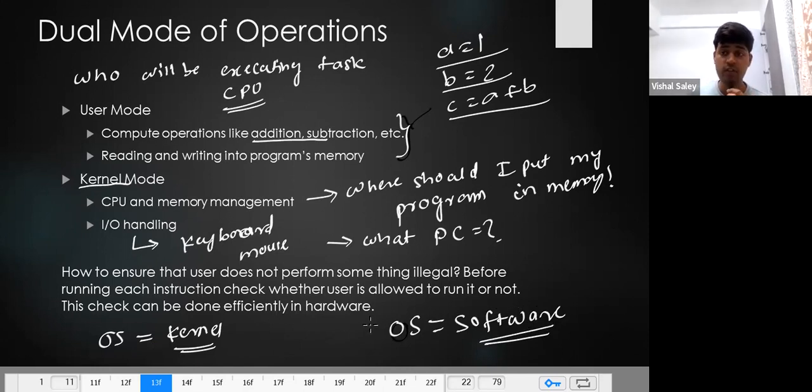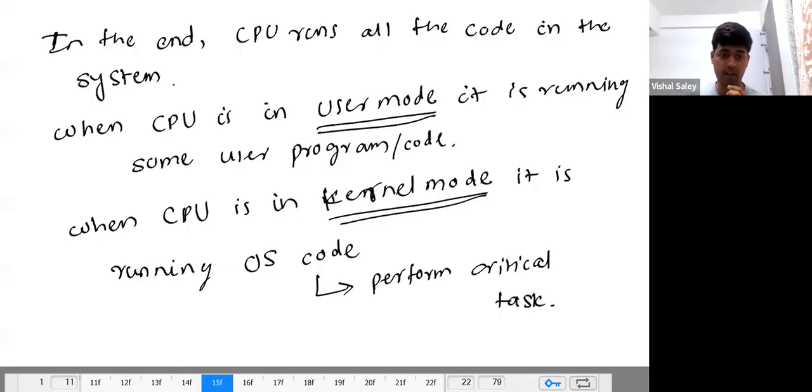Anyway, now we have defined that there are some instructions that should only be run in kernel mode. Some things should not be run in user mode. How does the system know whether some instruction that is run by the user is correct or not? So we have to do the checking now.